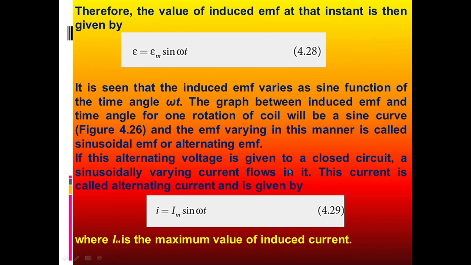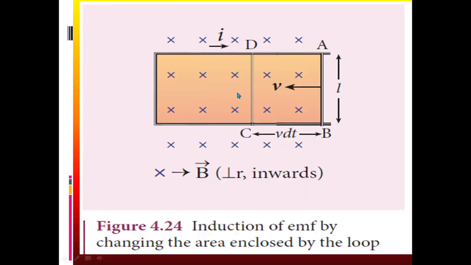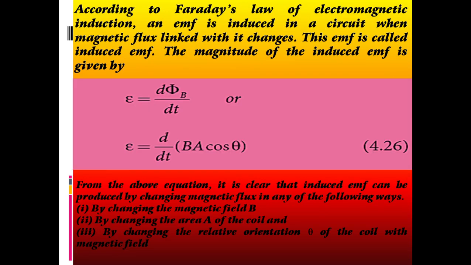This is a very, very important 3-mark question: methods of producing induced EMF. There are 3 methods to produce the induced EMF. The first method is by changing the magnetic field B. The second one is by changing the area A of the coil. And the third one is by changing the relative orientation of the coil with the magnetic field.